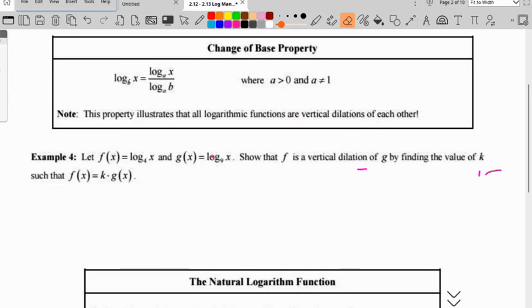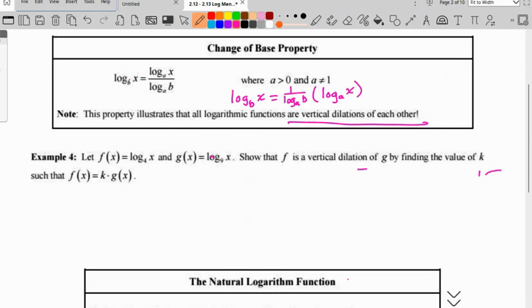Okay, so we just showed how a horizontal dilation could be a vertical translation. So how can a change of base show that all logarithmic functions are vertical dilations of each other? Can you do that algebraic manipulation to see that real quickly? So let's try writing that out. So that means that the log base b of x is equal to, if we're looking at this property right now and we bring that out front, 1 over the log base a of b times the log base a of x.